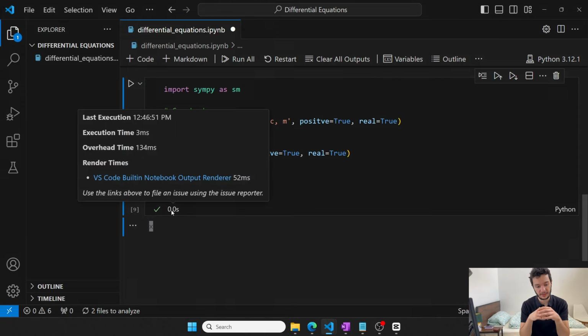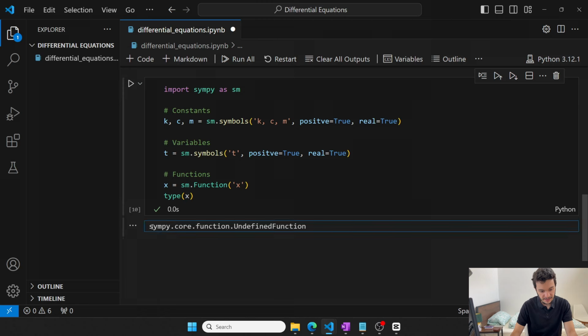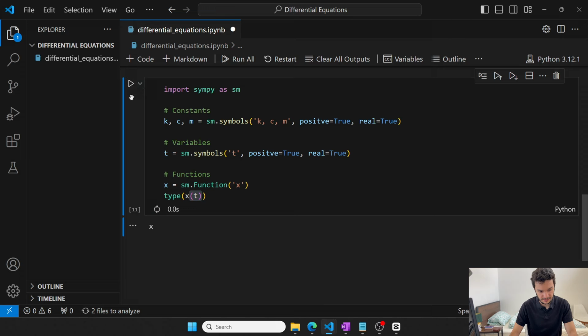We know that this x is of type sympy.core.function, but it is an undefined function since we did not specify what the variables of this function are. However, if I go here, type x and specify of t, and run this, you'll see that now it is a function x.